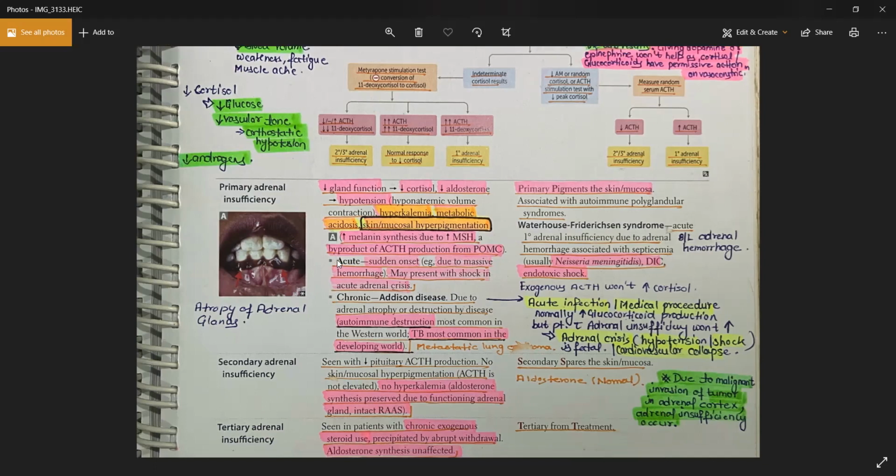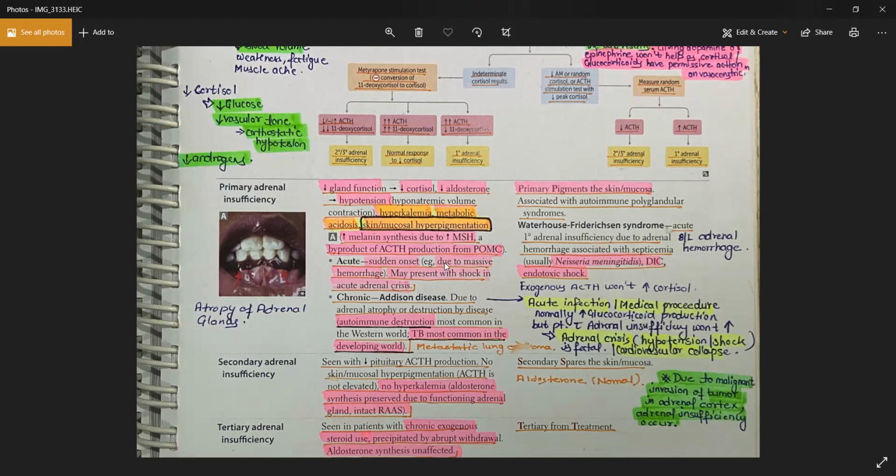For the acute insufficiency, it would be a sudden onset of all of these symptoms: fever, shock, nausea, vomiting, headache, weakness, muscle pain. These all will be very sudden symptoms, right? Acute symptoms will be there.